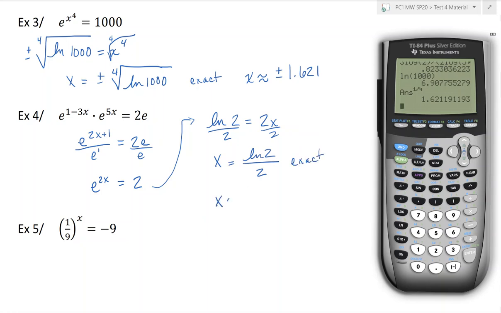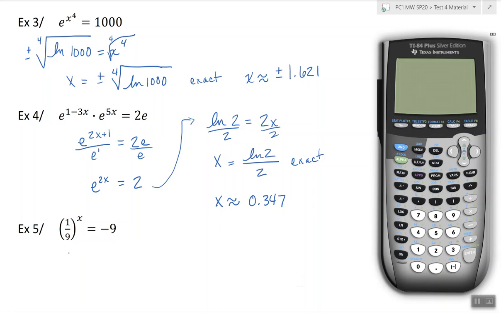And getting an approximate answer, we go to the calculator, natural log of 2 divided by 2, and we get about 0.347.